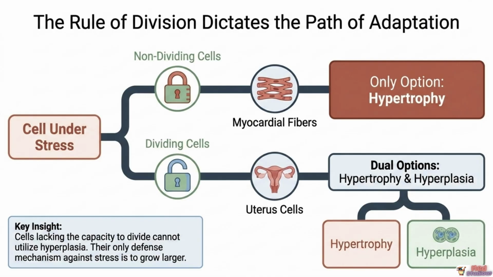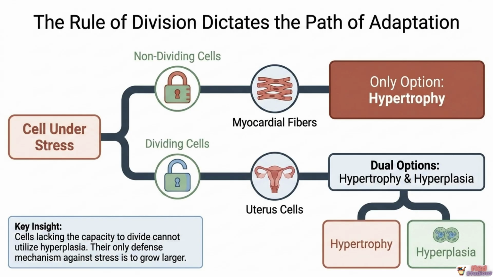The classic example is the cardiac myocyte, the muscle cell of the heart. Cardiac muscle cells are terminally differentiated. They do not divide in adult life. When the heart is placed under increased pressure, as in hypertension, the individual cardiac muscle cells have no choice but to enlarge. There is no other path. This single biological fact is why hypertension, left untreated, leads to a massively enlarged, thickened heart, because the only adaptation available to cardiac cells is hypertrophy.